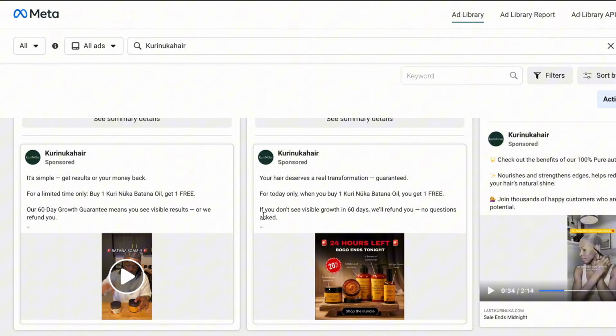So those Kurinuka hair, hey, jeez, man, I just messed that up. Kurinuka hair, right? You can see if you look at some of the captions. This one where they've done, this is an example of an urgency ad, by the way. They've done here, your hair deserves a real transformation, guaranteed for today. This is a ChatGPT copy, so obvious. Anyway, story for another day.